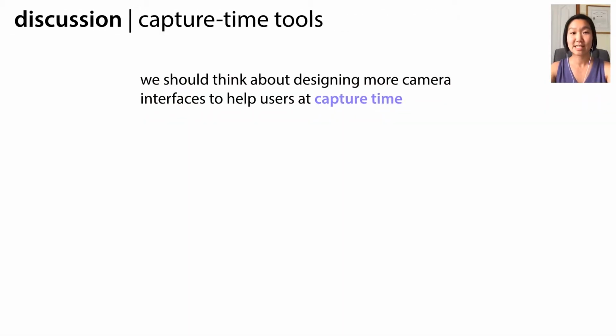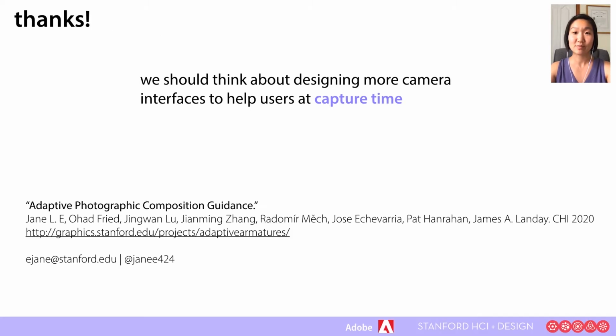Our tool shows that adaptive armatures can improve photographic composition, allowing people to explore a variety of compositions while situated in the environment. We introduced this capture time tool for composing photos and are interested in designing capture time interfaces for other aspects of photography. We hope that others also consider the space of designing interfaces for guidance directly in the camera.